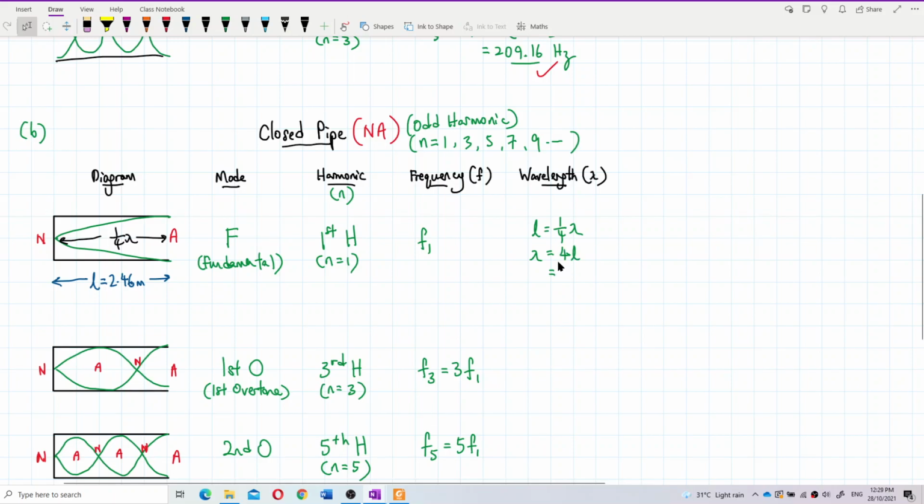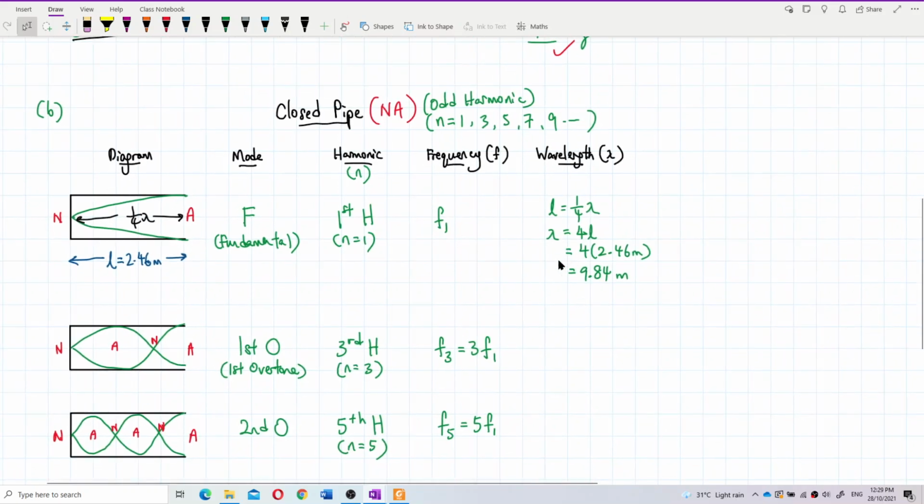4L. So which is 4 times the length, the whole lambda is 4L. So L is 2.46 meter in SI unit meter. So let's calculate 4 times 2.46, we get 9.84 meter. Okay, that's the lambda for the fundamental frequency. You got it.